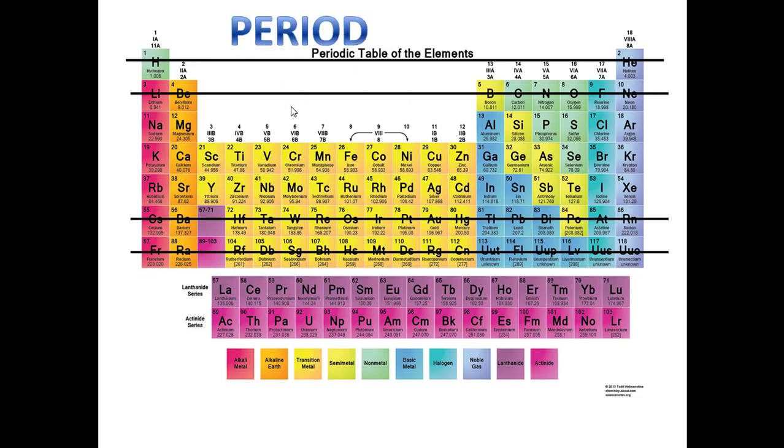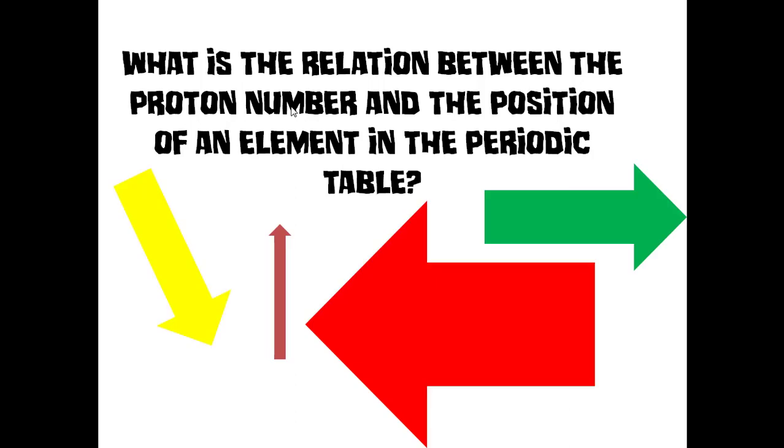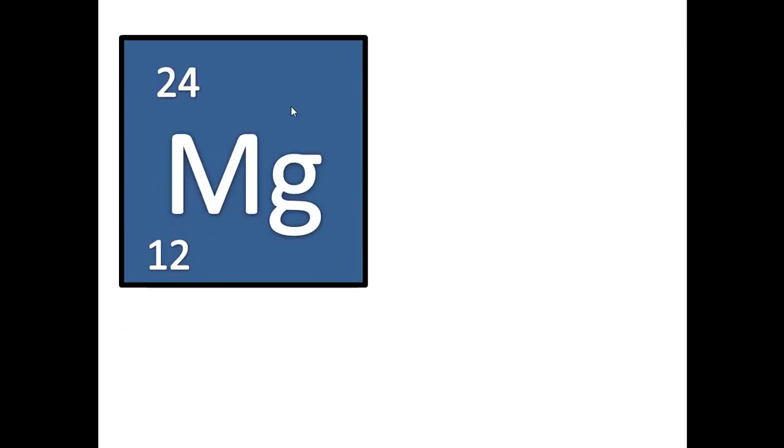Okay. But my next question is, what is the relation between the proton number and the position of an element in the periodic table? You may feel a little confused by this question. Let's take a random piece of the periodic table, which is the magnesium atom. As we told you before, we have two numbers for the atom here, a big number and a small number. The small number is called the proton number, and I told you it is the identity of the element. The proton number is equal to the electron number. So we will try to distribute the 12 electrons of the magnesium atom inside the atom.